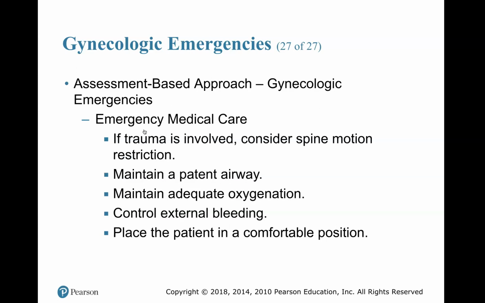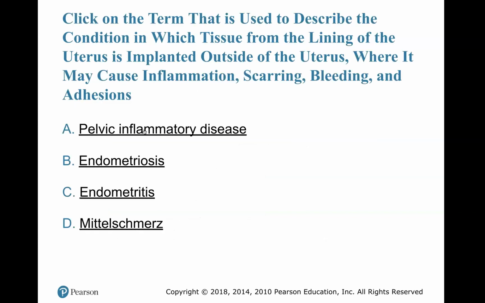Emergency medical care. If trauma is involved, consider spine motion restriction. Maintain a patent airway. Maintain adequate oxygenation. Control external bleeding. Place the patient in a comfortable position.